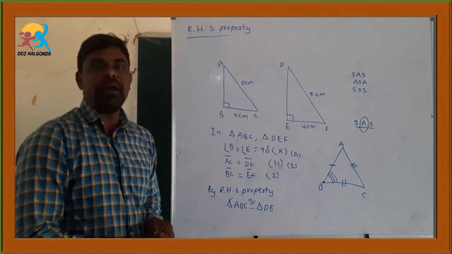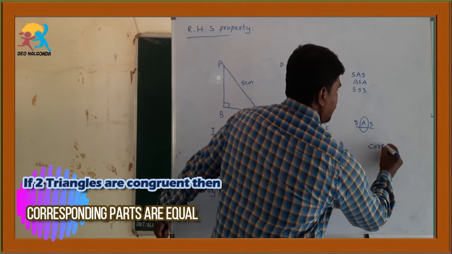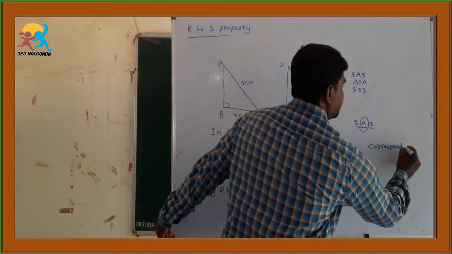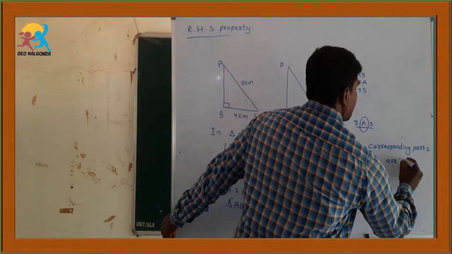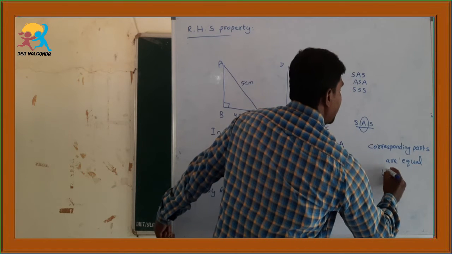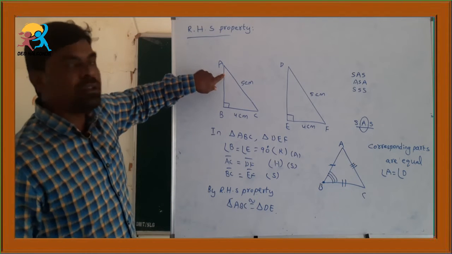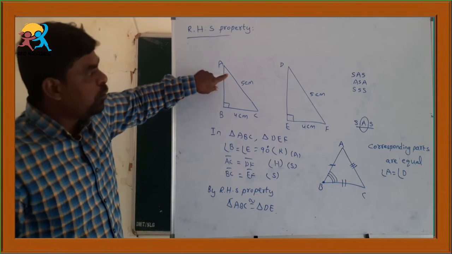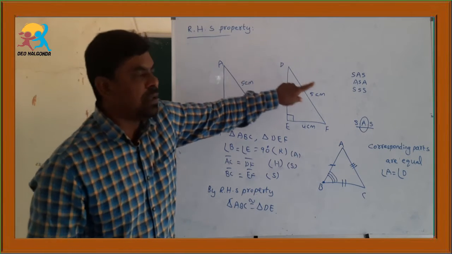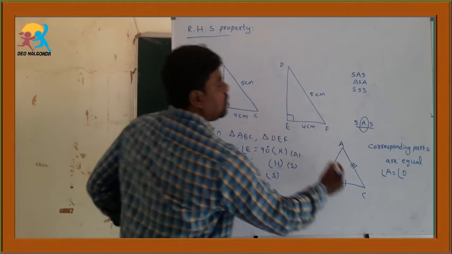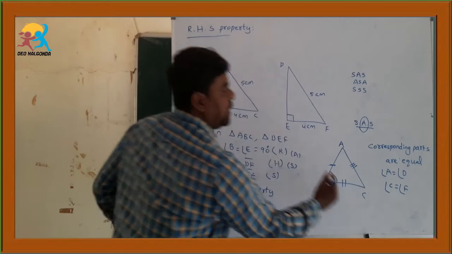If two triangles are congruent, then we can say that the corresponding parts are equal. What are the corresponding parts here? The corresponding parts are angle A is equal to angle D. Actually, we don't know the measure of angle A, but we have proved that these two triangles are congruent. That's why we can say that angle A is equal to angle D and angle C is equal to angle F, and the side AB is equal to DE.